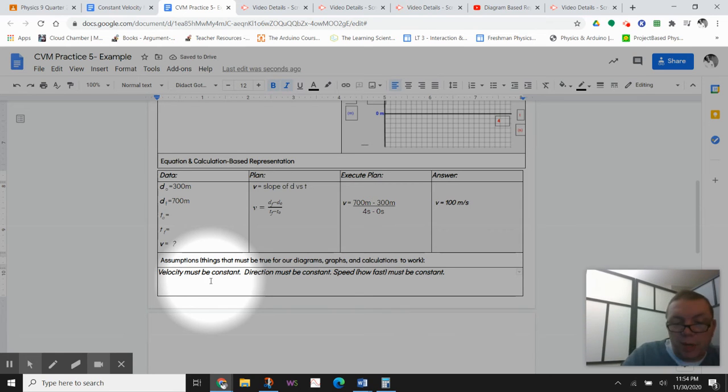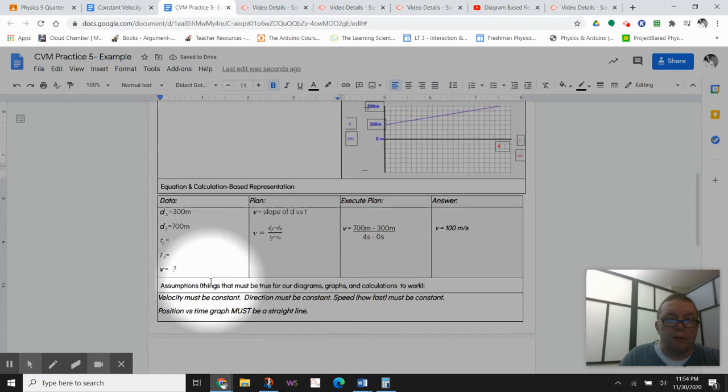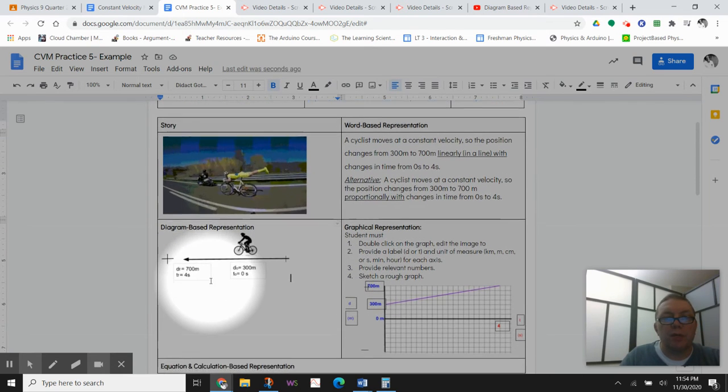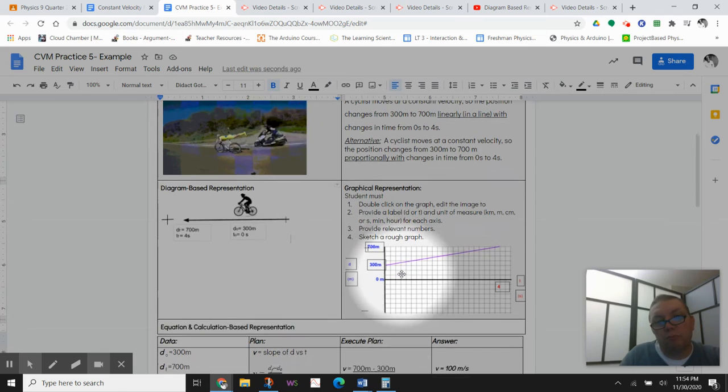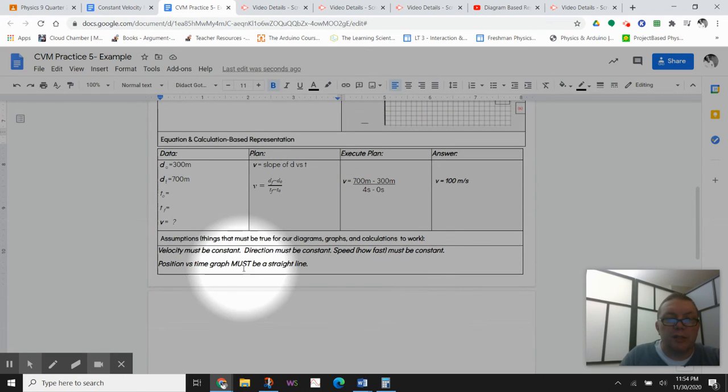Other ways to think about it: our position versus time graph must be a straight line. Those things must be true for the velocity to be constant. If our position time graph is a straight line, the velocity must be constant, and we can continue to use these different calculation methods in these instances.